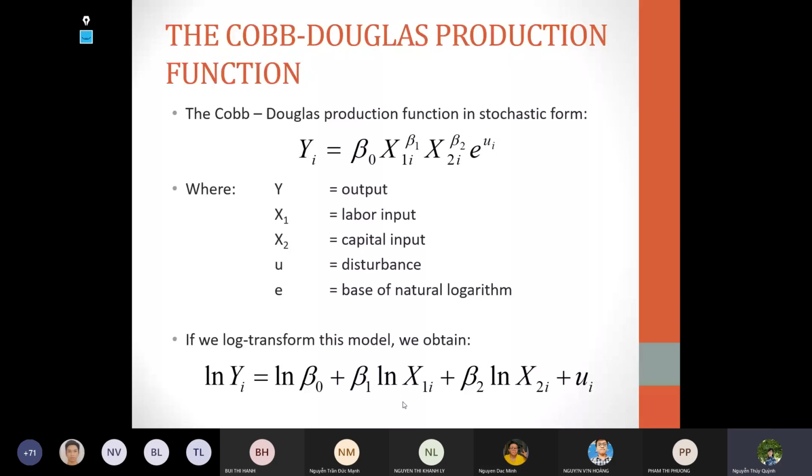Actually, it's not like this. Can you repeat? I mean, for every single unit of output we can produce, we will have to use beta 1% of labor input. It's not like that. Beta 1 here shows us the effect of labor on output, like what we have in the previous slide.